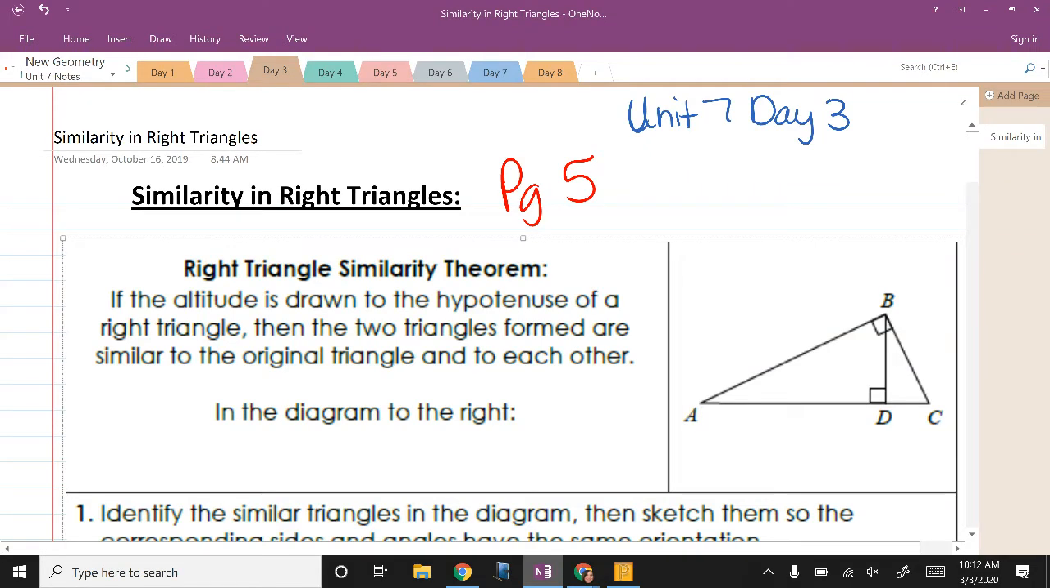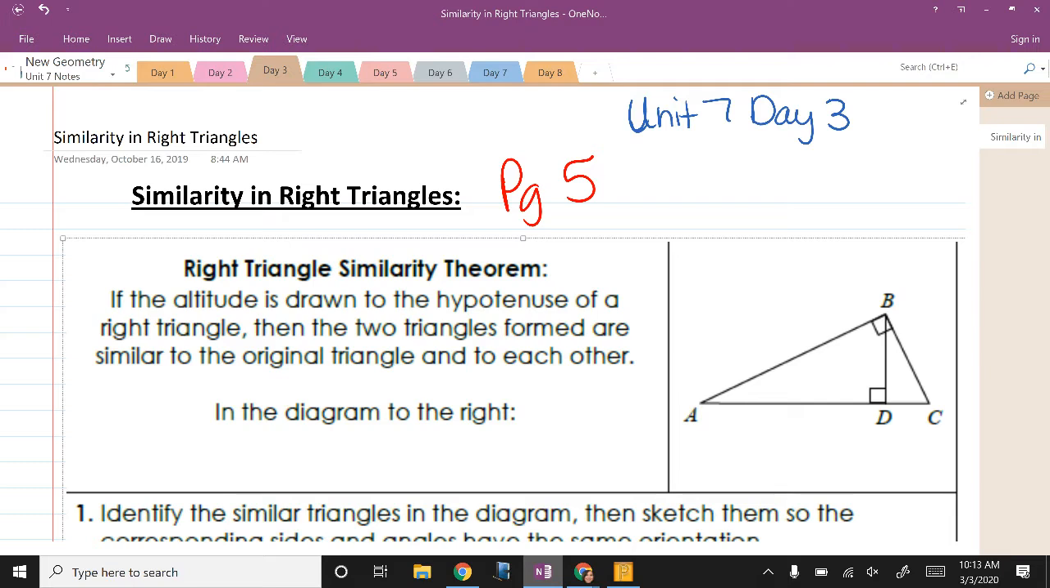Day 3, we're going to talk about similarity in right triangles. So we know about similarity in triangles, right? They have congruent angles and sides that are what? Proportional. Okay, so we have angles that are congruent and sides that are proportional. Today we're going to talk about similarity with respect to right triangles. So all the similarity we're going to do today is going to pertain to right triangles.